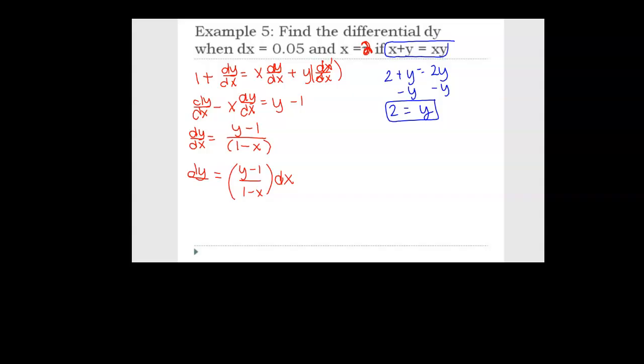And again, you could check that, right? 2 plus 2 is 4, 2 times 2 is 4. Be happy? So now go back to dy. And we have 2 minus 1 over 1 minus 2 times 1.5. So 2 minus 1 is 1. 1 minus 2 is negative 1. 1 over negative 1 is negative 1. So we get negative 1.5.